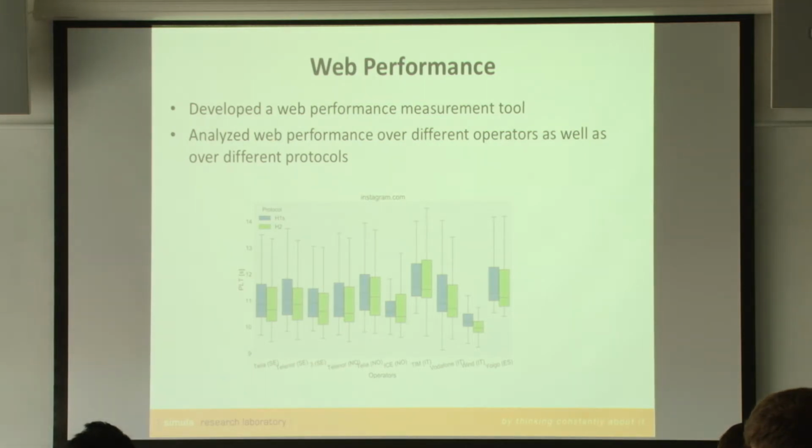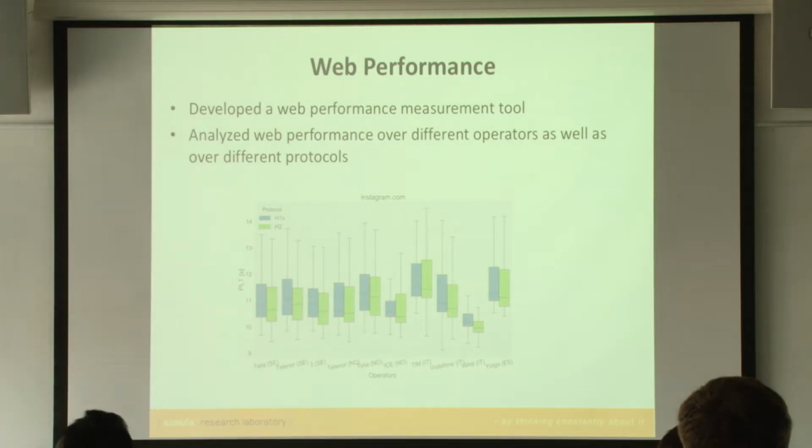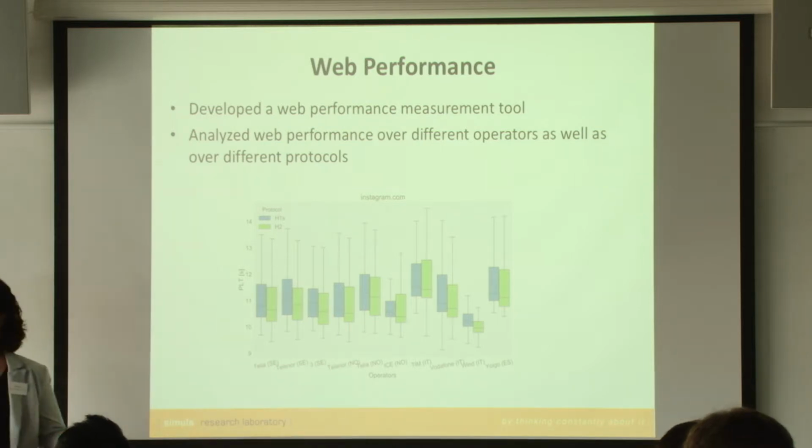So we have a container that you will also use in the lab today. That is basically based on Firefox Selenium to capture and download a website. And we try to run an initial analysis of how the different operators look, do we see differences, as well as how the different protocols look. Do I see differences in H1, H1S, and H2?